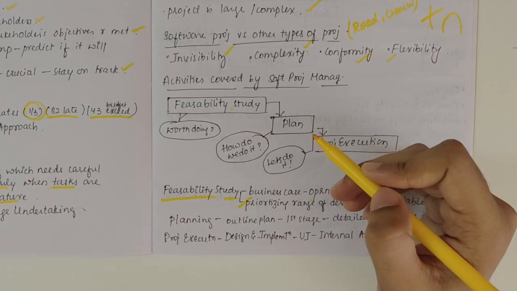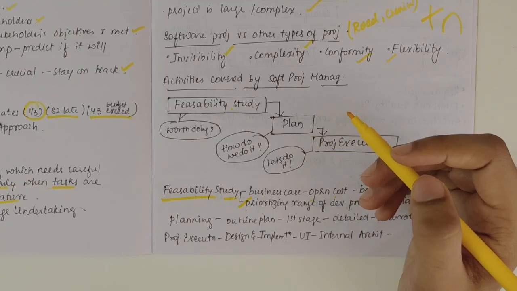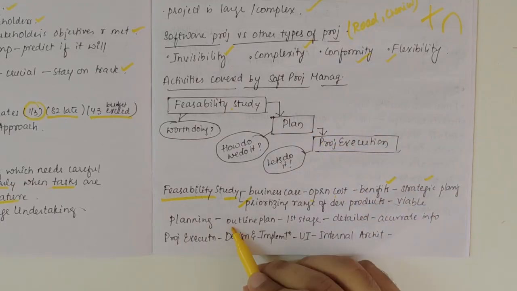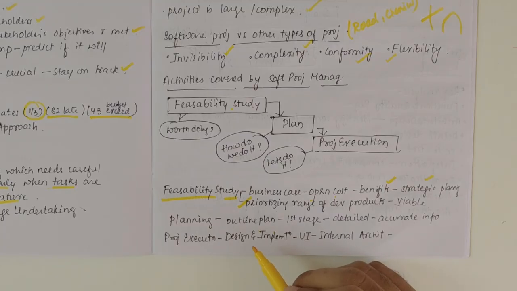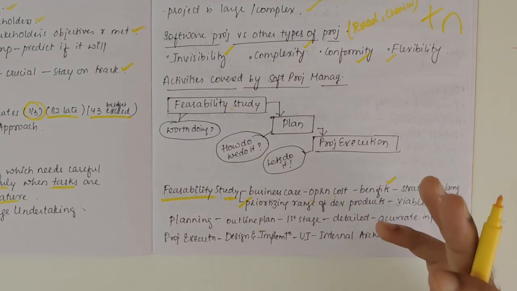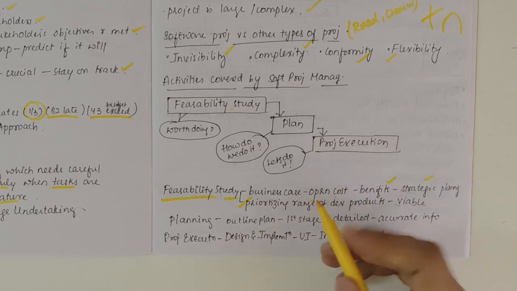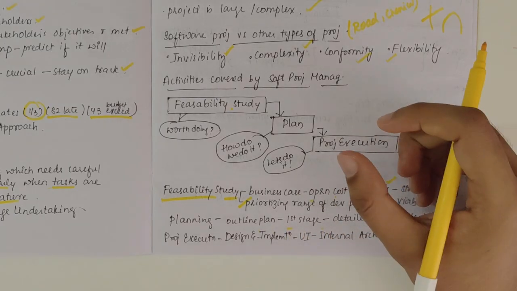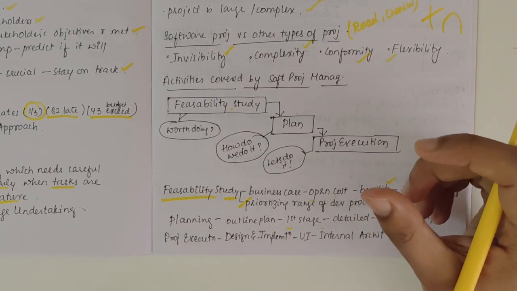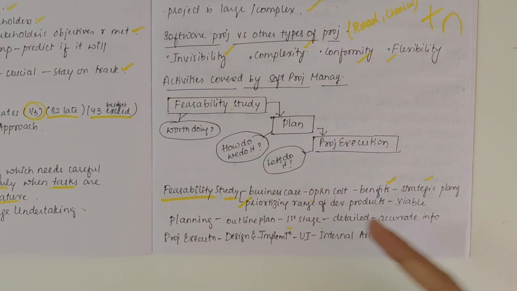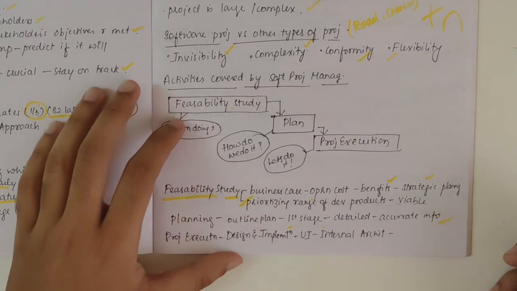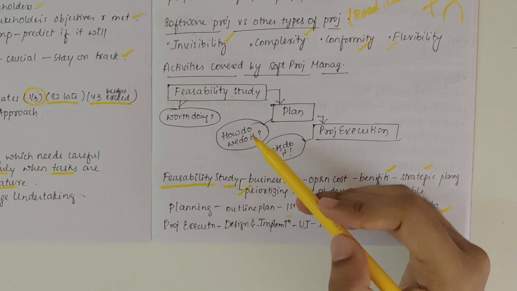Then we have planning. In planning, we outline. We create an outline plan for the whole project, and then we develop the first stage project. After the first stage project we execute it, then we come up with a detailed plan and accurate information. So this was about planning, that is how we do it.